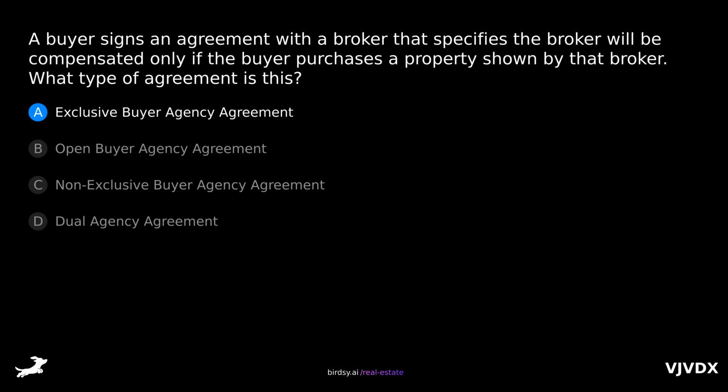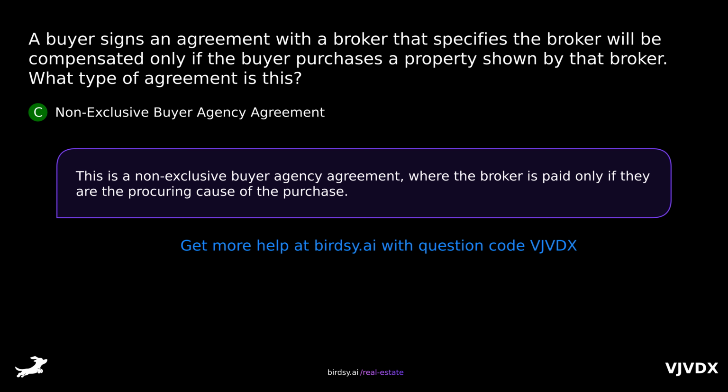Is it A. Exclusive buyer agency agreement? B. Open buyer agency agreement? C. Non-exclusive buyer agency agreement? Or D. Dual agency agreement? The answer is C. Non-exclusive buyer agency agreement. This is a non-exclusive buyer agency agreement where the broker is paid only if they are the procuring cause of the purchase.